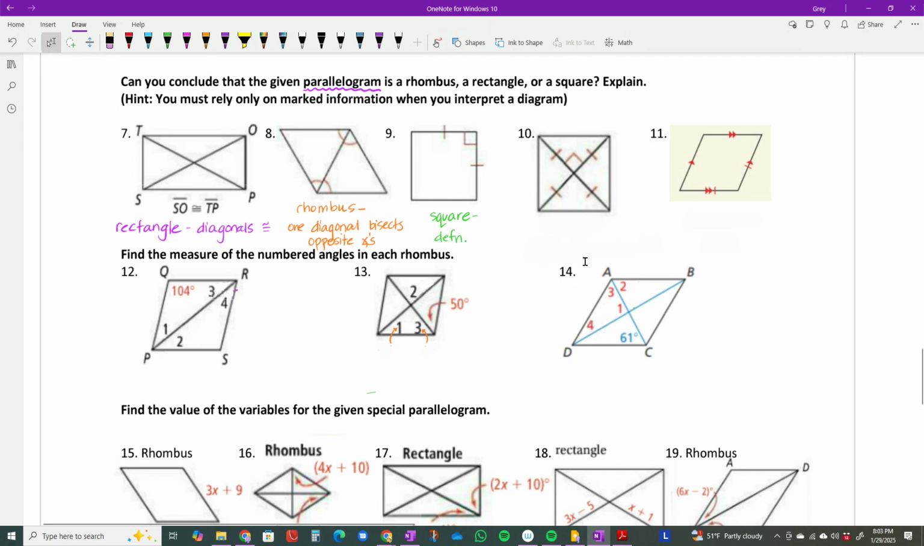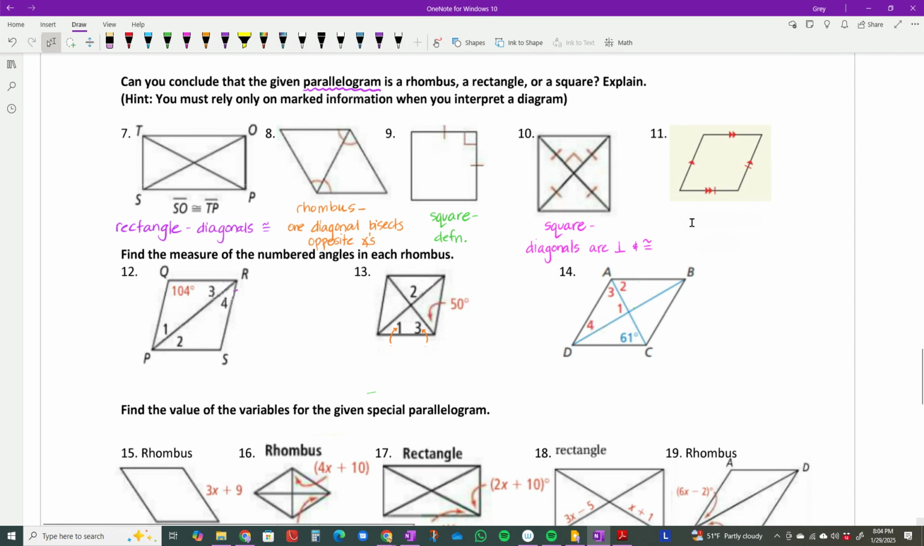All right, number 10. I have a parallelogram. Oh, and look at this. So we know the diagonals bisect each other, but with one tick mark on each one, I know that they're also congruent. And if they're congruent and they're perpendicular, then that would be a square, because it would be a rhombus and a rectangle. So it's a square because the diagonals are perpendicular and congruent.